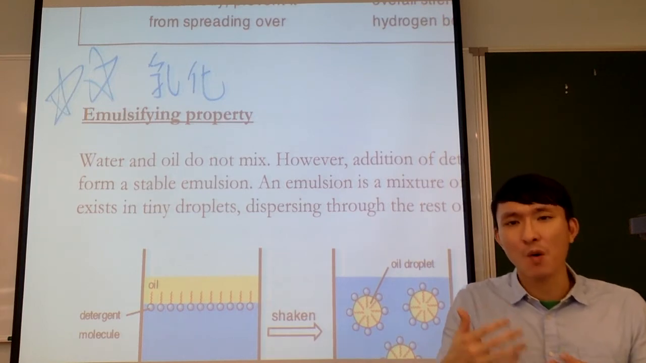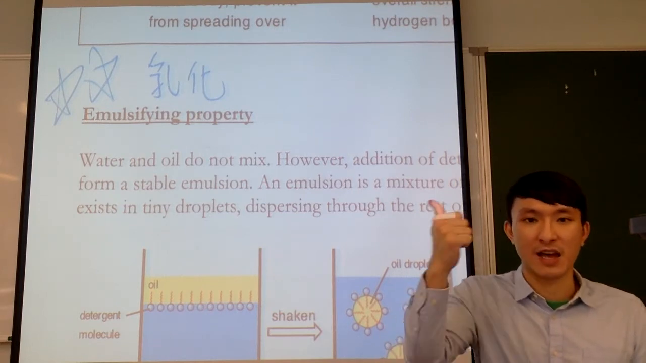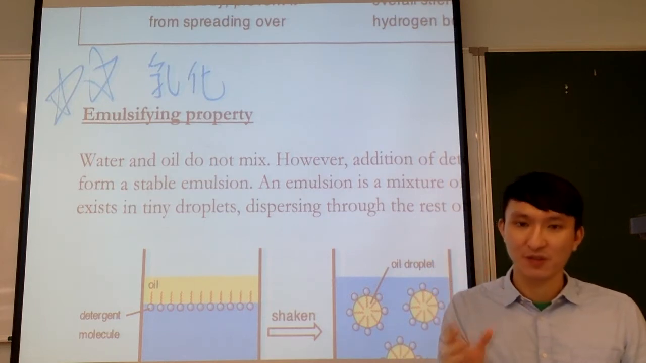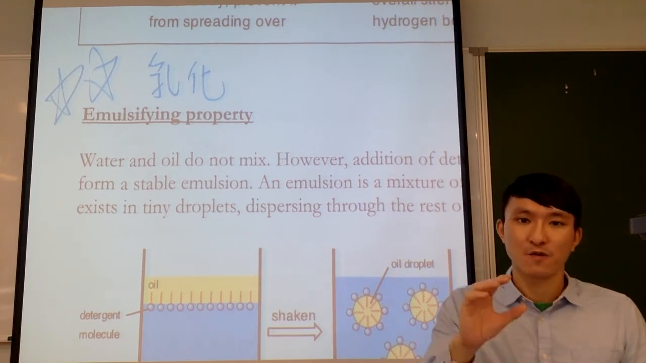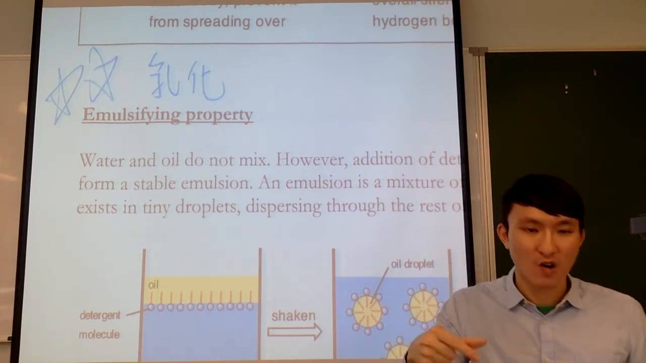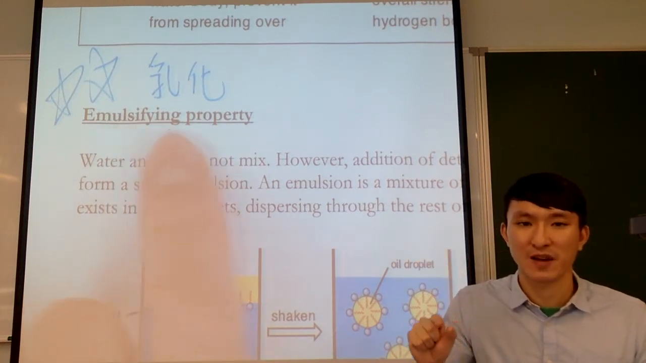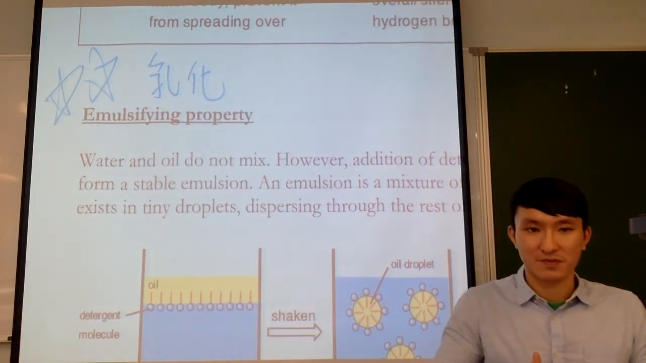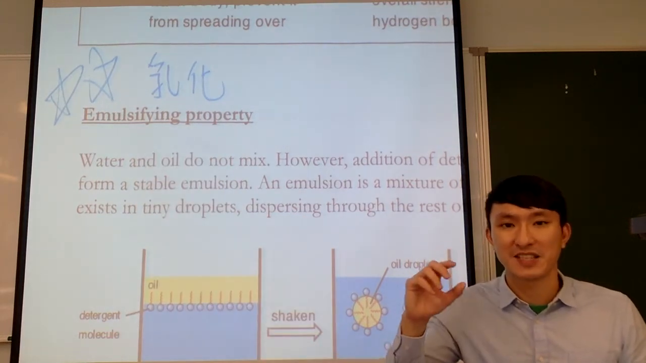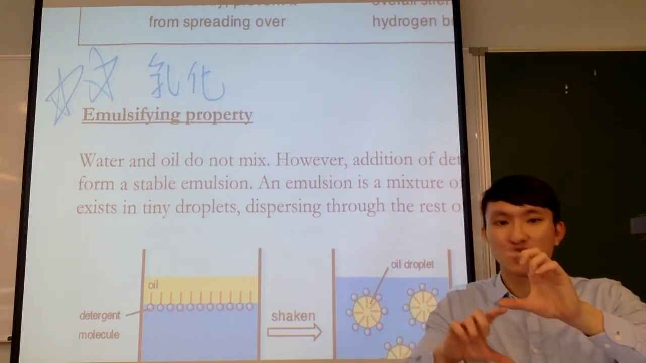But you may think, how is milk able to form a stable, even mixture of fat and water? The reason is because they have something inside that enables the fat to mix with water very stably, very evenly. And that substance is what we call an emulsifying agent, or that substance has the emulsifying property. Okay? So here, detergent has the emulsifying property, meaning that detergent is able to assist in mixing two originally immiscible liquids together. Okay?